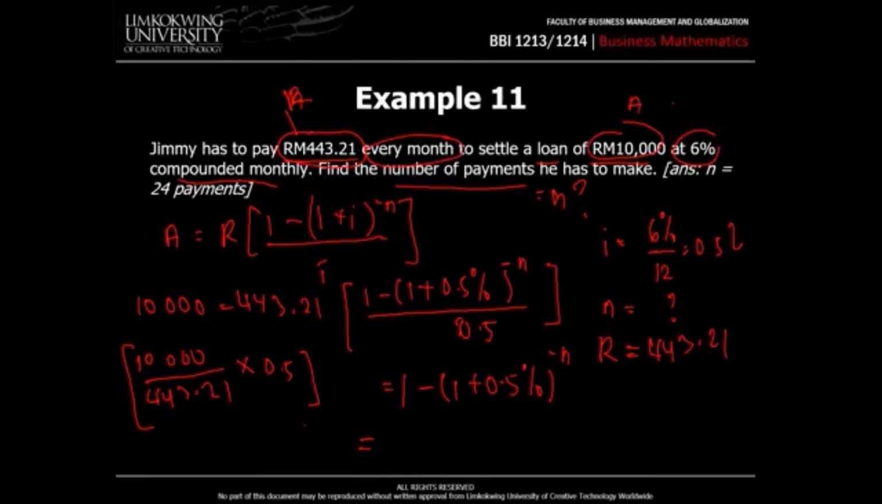Okay, to make it easy because I don't want the negative, this one we bring to this side, so it will be positive. So 1 plus 0.5% to the negative n equal to, just now we got 0.112813. Here is 1, so 1 minus 0.112813, then we got 0.8871872. Okay, how to get n?